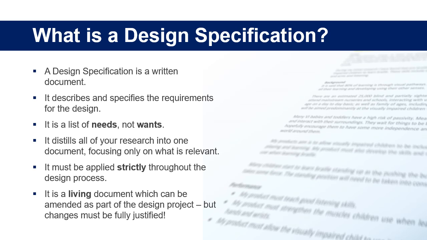With a design specification, you must apply it strictly throughout your design process. You must be constantly referring to your design specification to check that any solutions you come up with are actually going to be mirrored in that design specification. Importantly, it is a living document, which means that you can change your design specification as you go through the project. However, you must be very, very careful. Any changes you make must be fully justified.